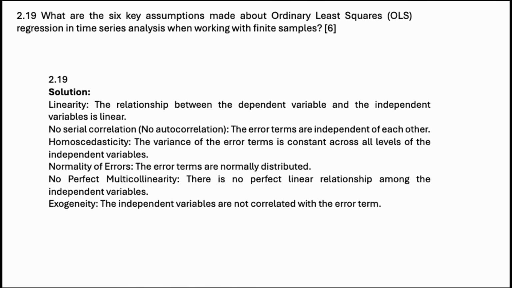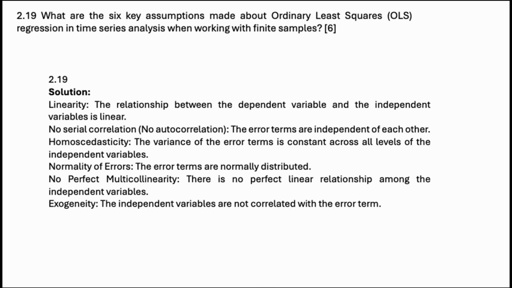Okay. So here they just want you to reiterate the 6 key assumptions that we make. So linearity, no serial correlation or no autocorrelation between error terms. So error terms are independent of each other. Okay. There's homoscedasticity, right? So that is, again, it's not that your error terms are gay. It's that the variance of the error terms is constant across all levels of the independent variables.